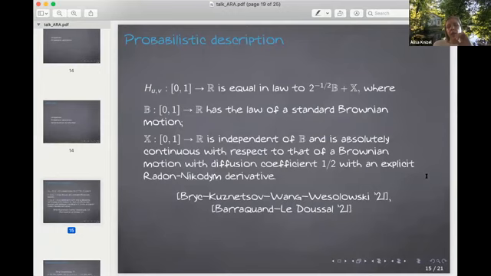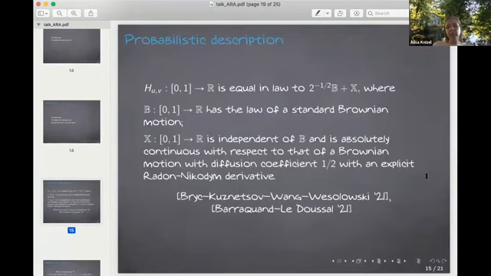And Barraquand and Le Doussal give the explicit formula for the Radon-Nikodym derivative of the process X, so it determines it uniquely. This is the probabilistic description of the answer that we obtain. The definition of the process X involves the parameters U and V. That's where the boundary condition is hidden in this formula.